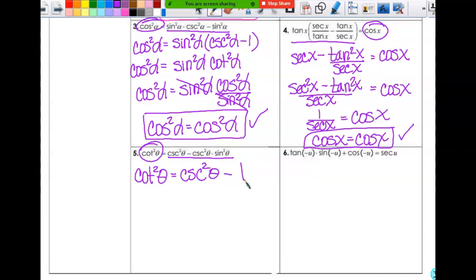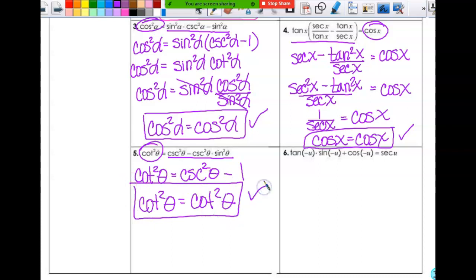Okay. So then I'm going to rewrite my left-hand side, and then I'm going to look at my Pythagorean identities. Cosecant squared minus 1, what can I substitute for that? Cotangent squared. Very good. And then I'm done.